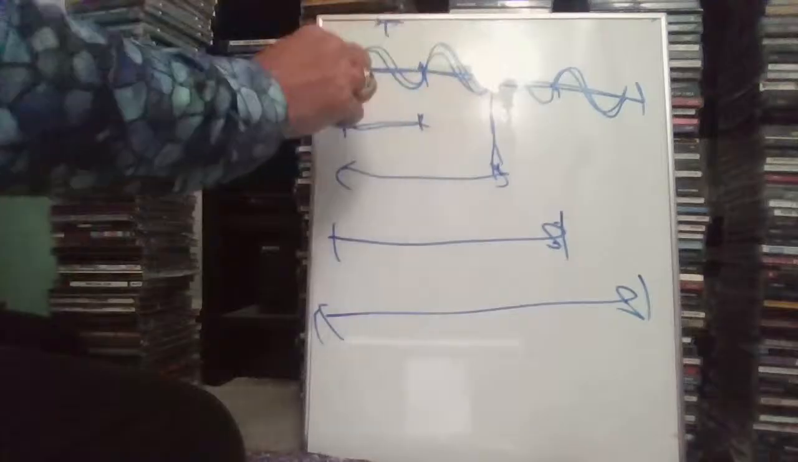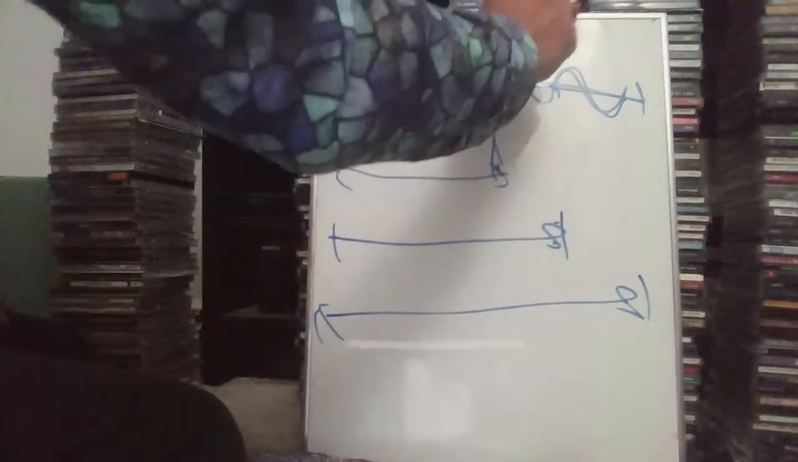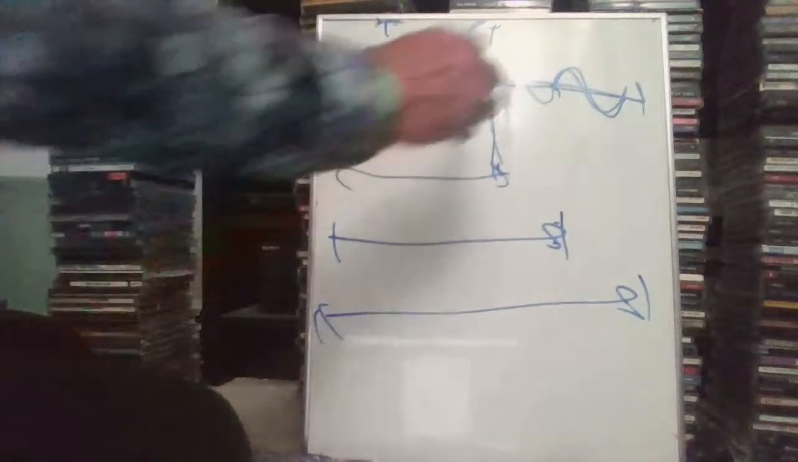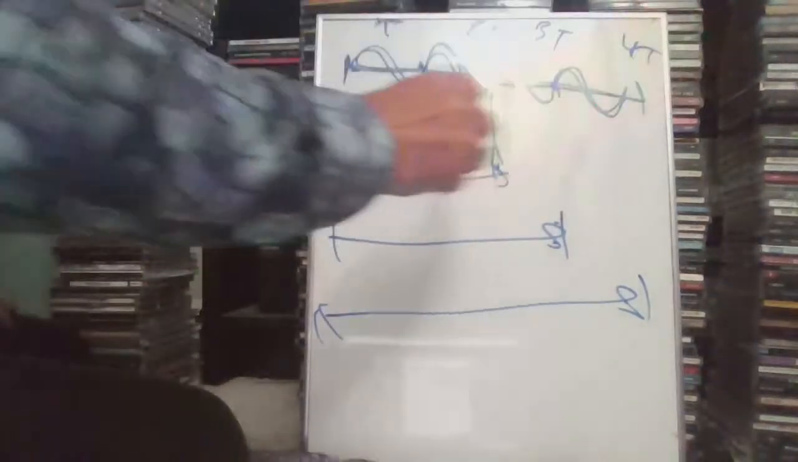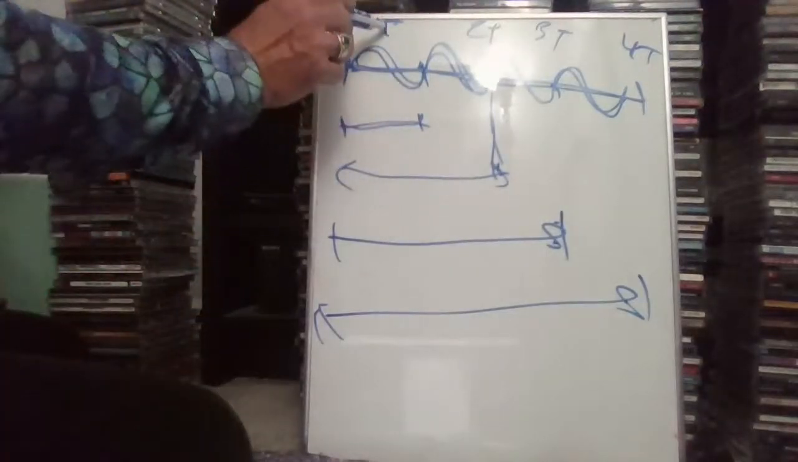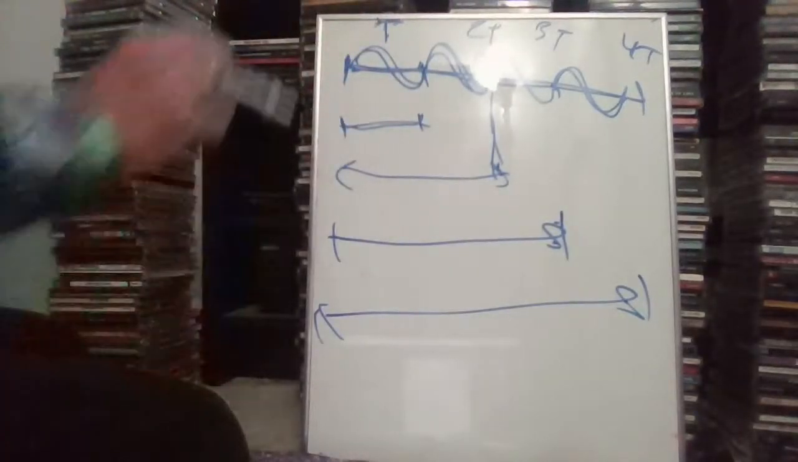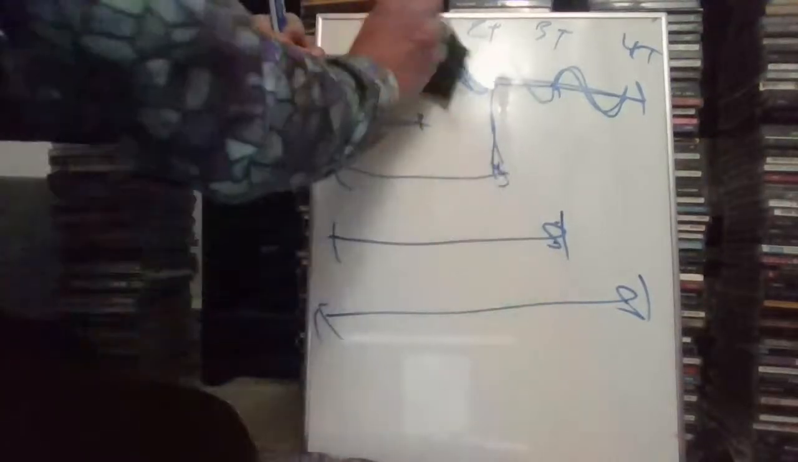But this period is twice this period, so this next period is 2T. But 3T is also a period, and so is 4T. So any multiple of the fundamental period is also a period. The smallest period is called the fundamental period.